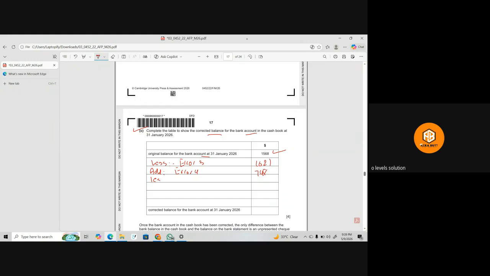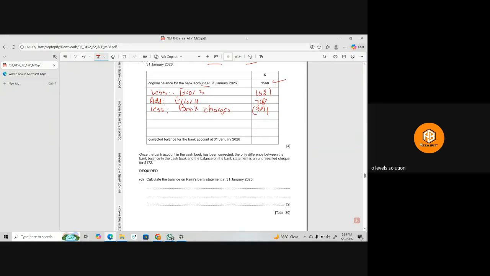And then there's the bank charges which we have to deduct. So less bank charges, because we have paid but we did not record it. Bank charges is 39. So 1568 minus 62 plus 748 minus 39. So this is equal to 2215.